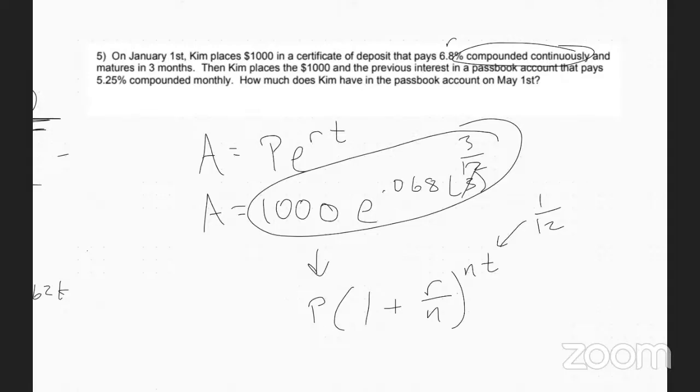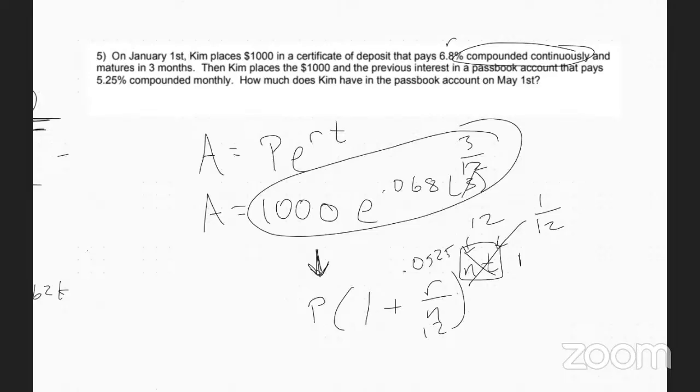Would n be one or would it be 12 because it's compounded monthly? I'm so sorry, yeah, it's 12. So n times t is 12 times 1/12, which is just one, so the number of times you've compounded is one, basically. Your n is 12 and your rate is 0.0525. And that P, that whole number you got there, 1,017, whatever, is your new principal.